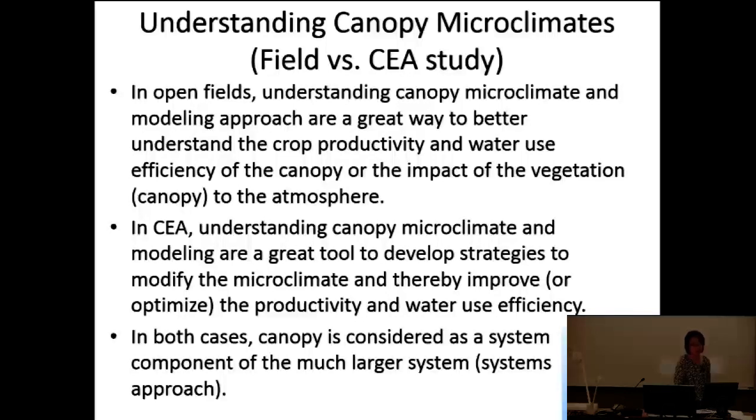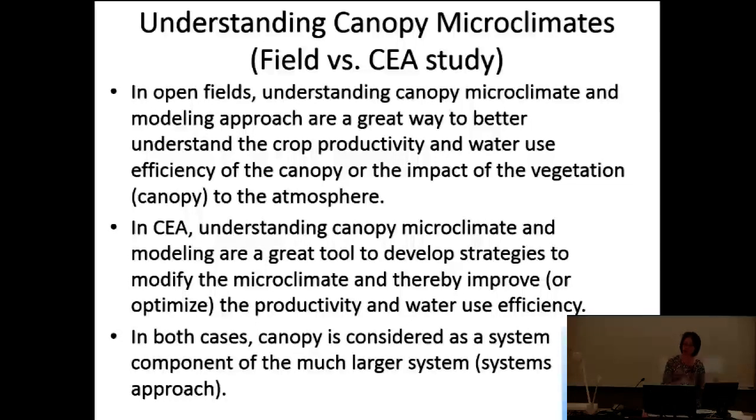Okay, so understanding canopy microclimates is not so much done in the field, unless they are talking about eco-physiological impact on the climate. The ecological studies actually use canopy analysis. I think I have seen water use efficiency studies associated with canopy structure in field crops, but compared to greenhouse studies, not much toward developing technologies.